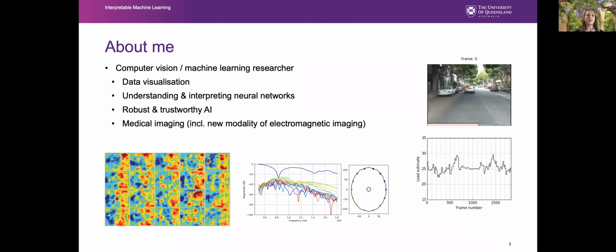So I've already received a little bit of an introduction about myself, but I thought I'd give a couple of examples of some of my research interests, a little bit about what I do. I'm a computer vision and machine learning researcher at the University of Queensland, specifically within the School of IT and Electrical Engineering. A big part of what I'm interested in is data visualization and understanding and interpreting neural networks. Part of the goal of that is to be able to develop robust and trustworthy AI systems.